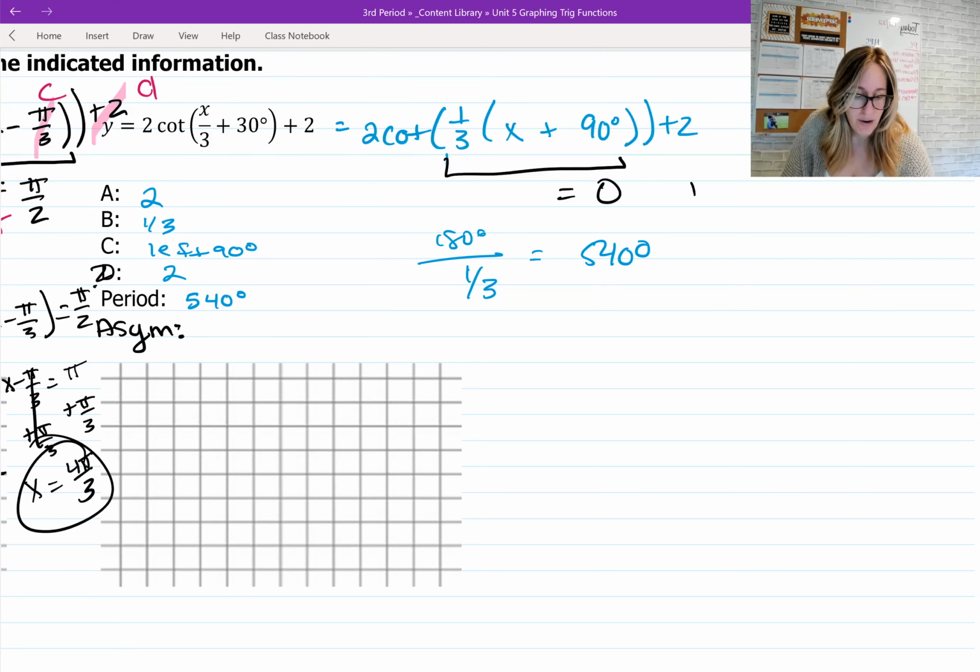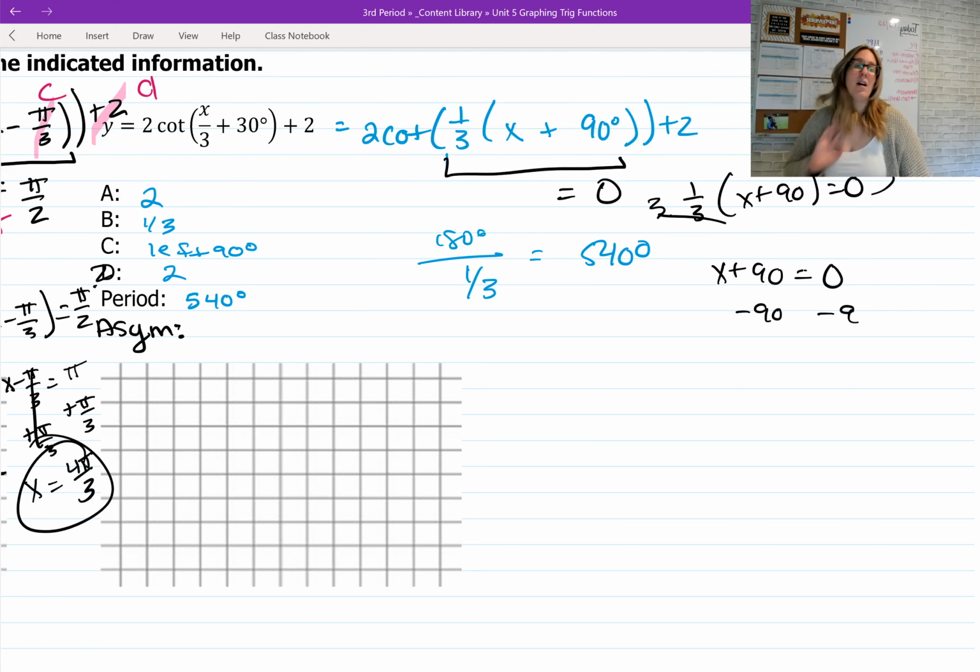So I have 1/3 x plus 90 equals 0. I multiply by 3, so x plus 90 equals 0, because 0 times 3 is 0. Then subtract 90, so x equals negative 90 degrees. Or you could have just said left 90.